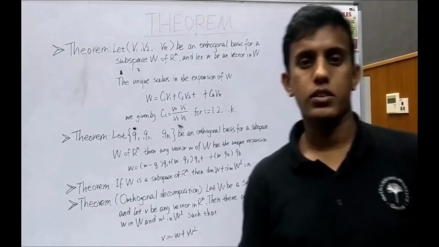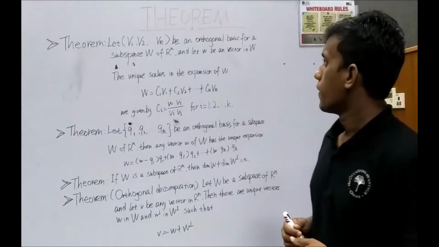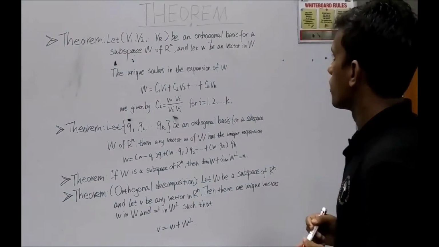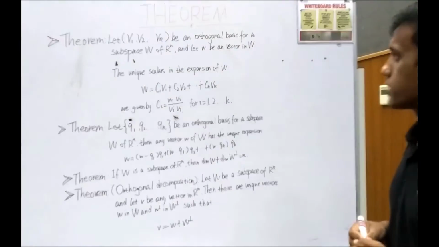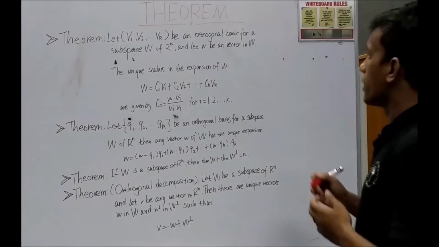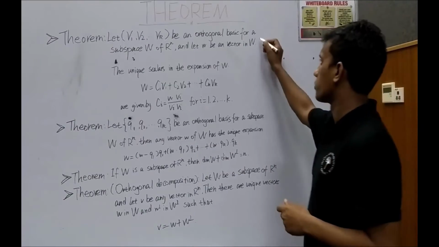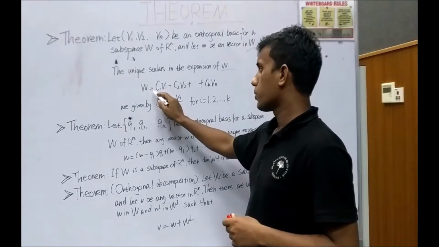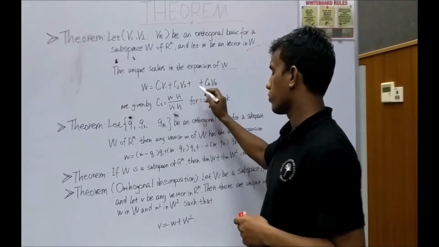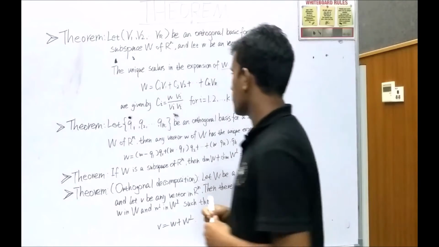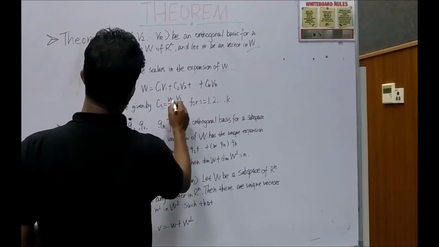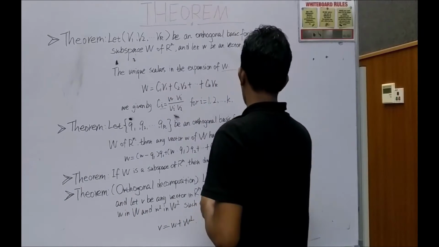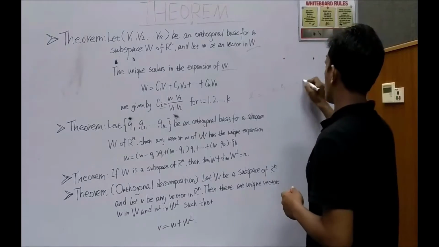Okay, now we will talk about some theorems of orthogonality. The first theorem: let v1, v2, up to vk be an orthogonal basis for a subspace W of R^n, and let w be a vector in W. The unique scalars in the expansion of w equal to c1 v1 plus c2 v2 plus up to ck vk are given by ci equals w dot vi over vi dot vi, for i equal to 1, 2, 3, up to k.